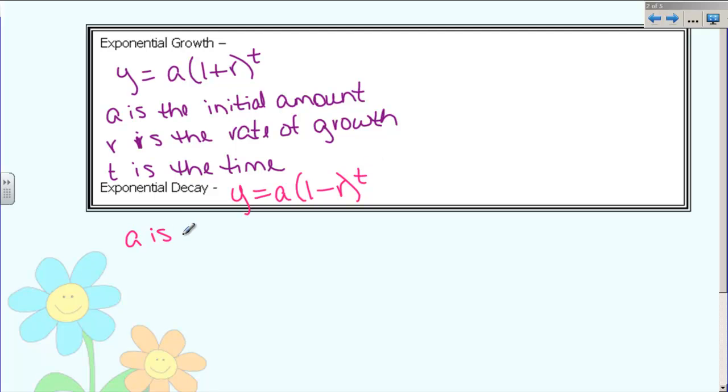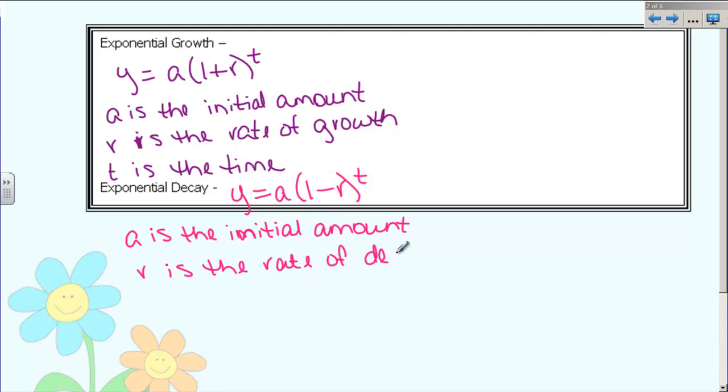A is the initial amount. So it's whatever you started with in your problem. R is the rate of decay. And T is the time. This is sort of like what y'all learned last year as 7th grade pre-AP students when you did the simple interest formula and you had the I equals PRT and you had to remember everything. You still have the R and the T, but now you have an A. But as long as you can remember these things, you can write a formula. And so that's what we're going to be practicing today, is writing equations for exponential growth and exponential decay.